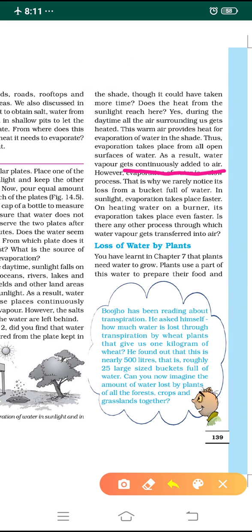However, evaporation of water is a slow process. It is a very slow process, so you must not think that evaporation takes place within one hour. That is why we rarely notice its loss from a bucket full of water.